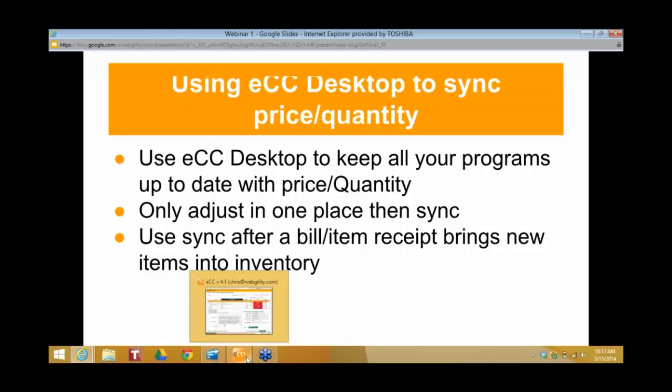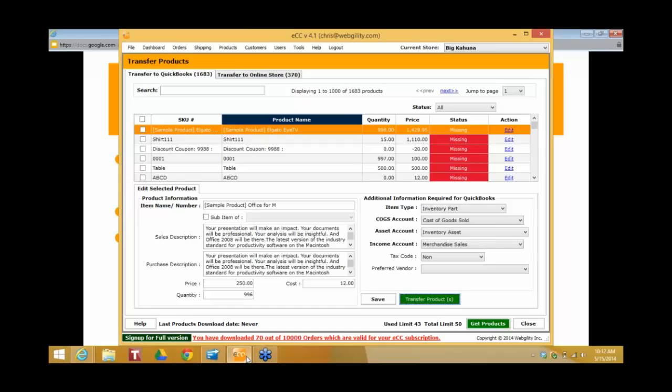Now let's see how that PC Word was impacted in QuickBooks. So we'll go back here into the item list, search for PC. Here it is right here, PC Word. Now if we do a quick report to show every transaction that this particular item has been involved with, we can see that an inventory adjustment transaction was created in QuickBooks by eCCDesktop to correct that quantity.